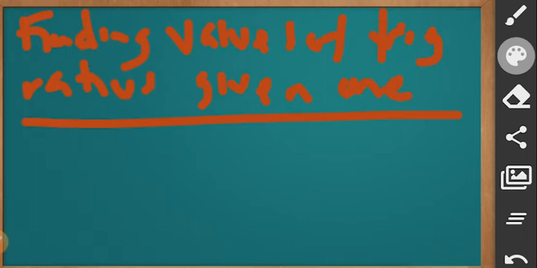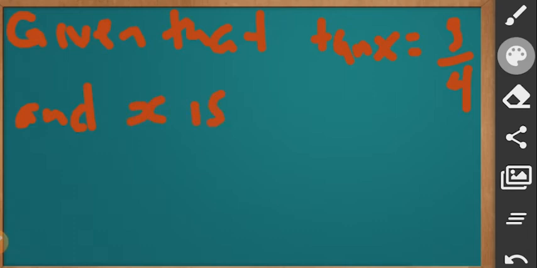Let us cite an example. Given that tan x is equal to 3 over 4, and x is a reflex angle. So x is a reflex angle.